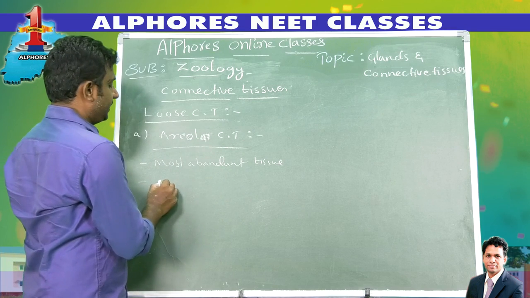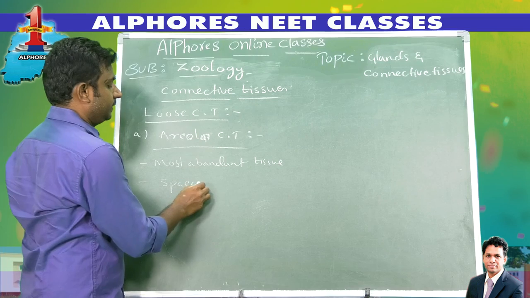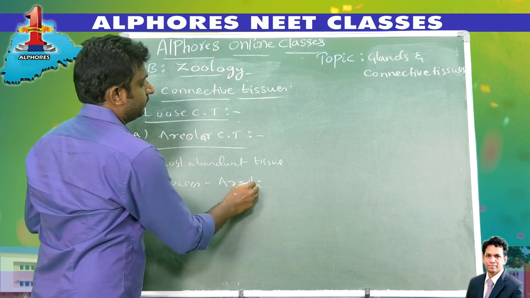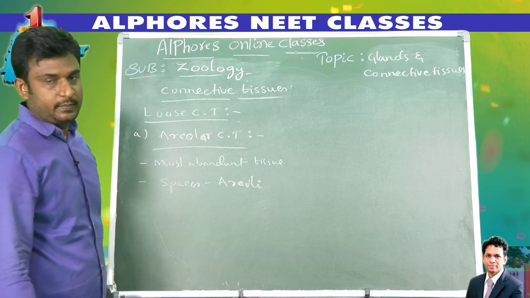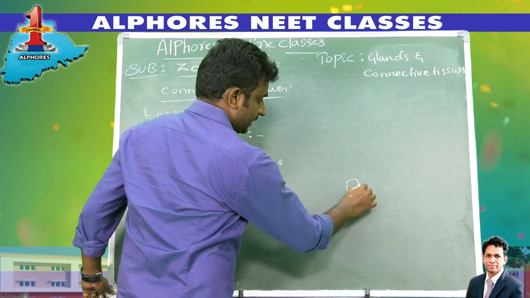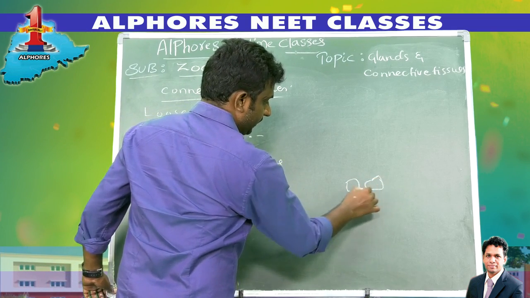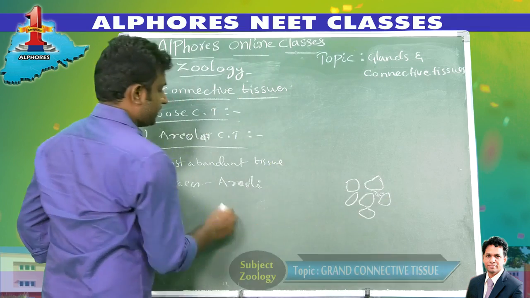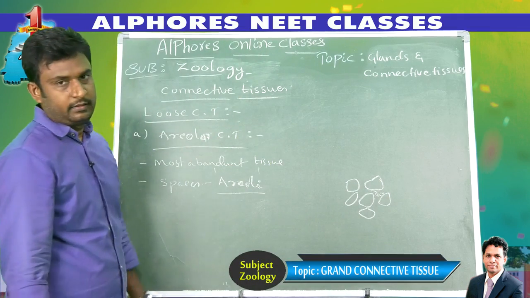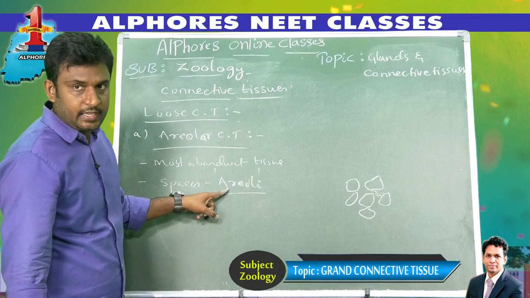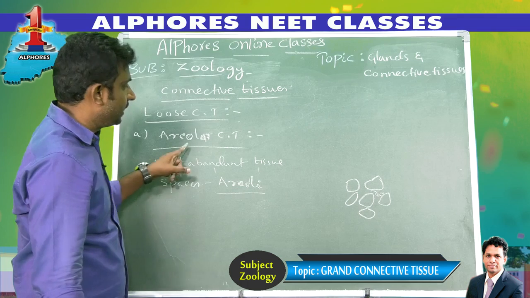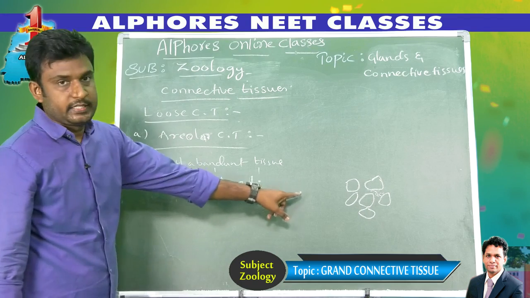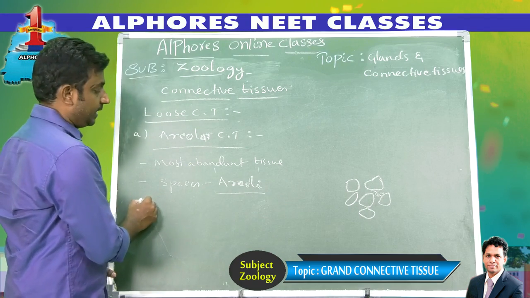Then between the cells, some spaces are present, which are called areoli. Some cells are present like this, and between the cells they leave some spaces. These spaces are called areoli. So due to the presence of the areoli, or spaces, it is called areolar connective tissue.